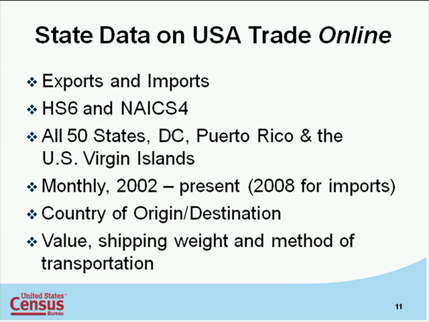The second database on USA Trade Online contains exports by state. The state of export is based on where the goods begin their journey to leave the country. It is not necessarily where the goods are produced or grown. For each commodity, you can see the state of export, value, and shipping weight, and method of transportation. The state export data series begins with January 2002.